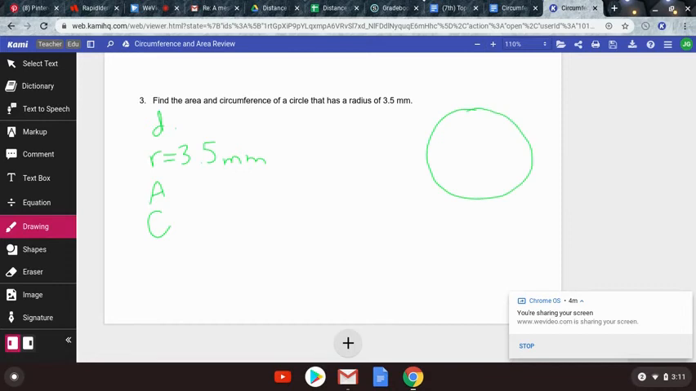Think about your circle radius. So the diameter would be 2 of those, or 7 millimeters. The radius I use for area, the diameter I use for circumference, both of my formulas start with pi. Area is pi times r squared. And the circumference is pi times the diameter.